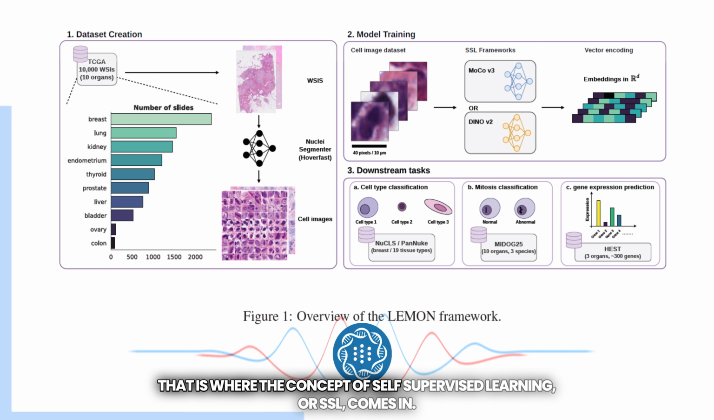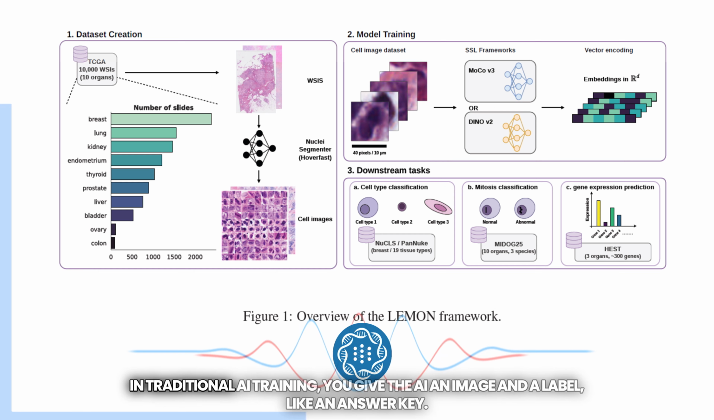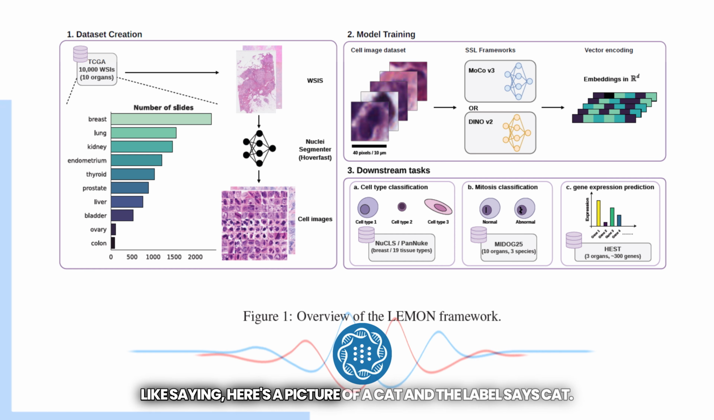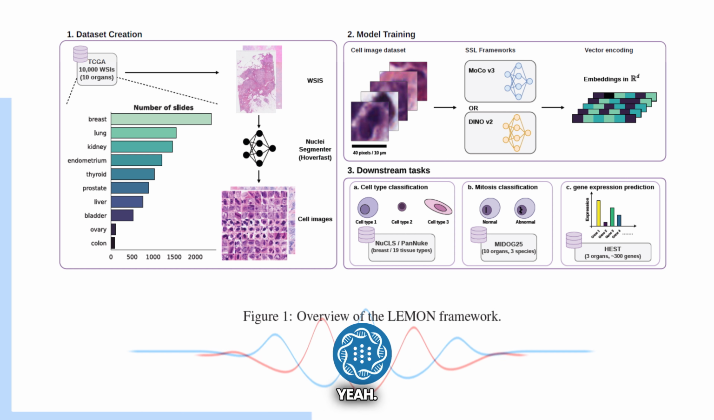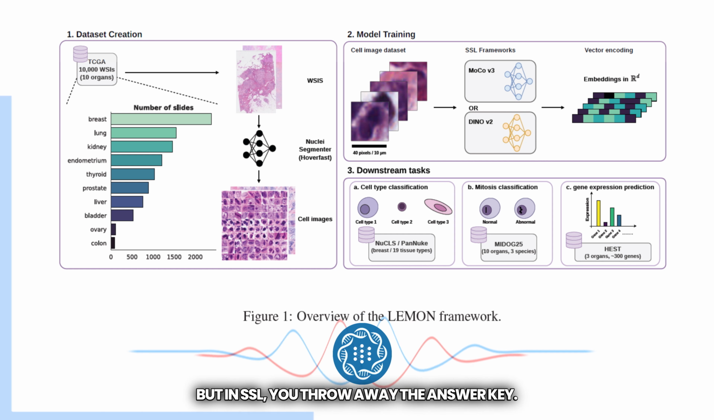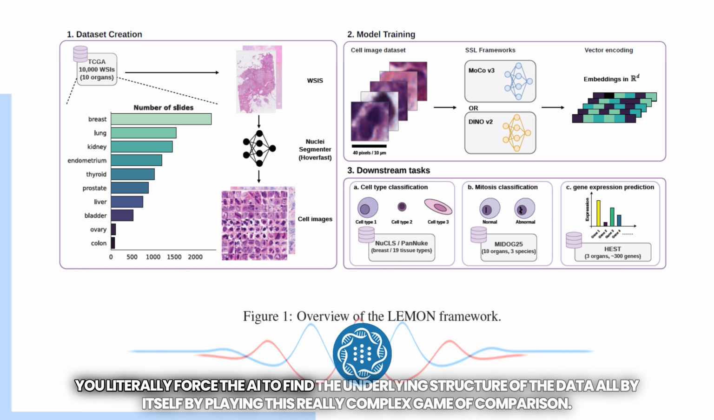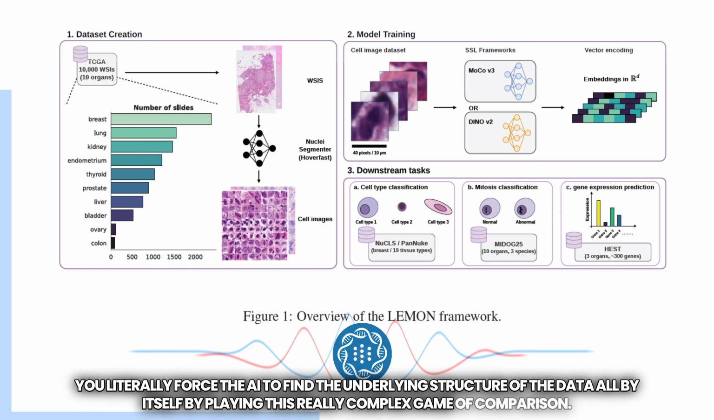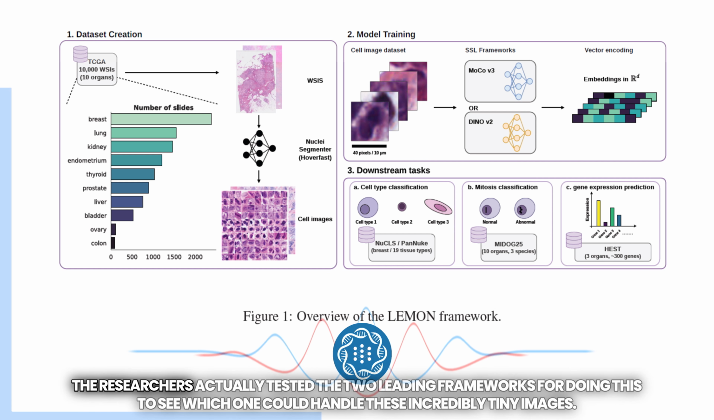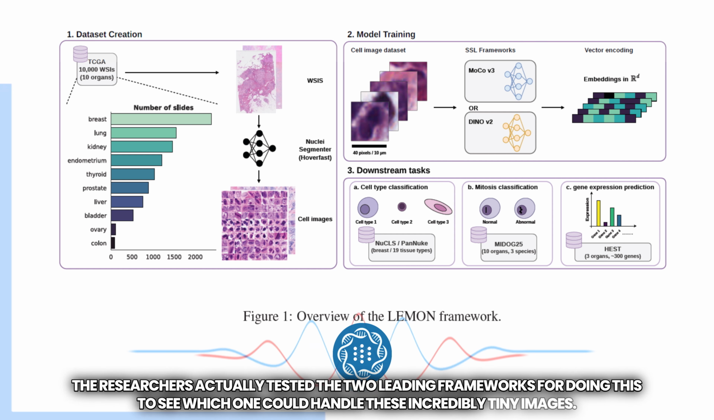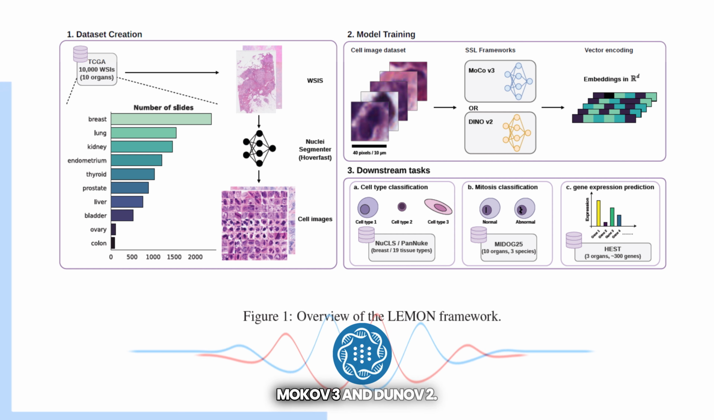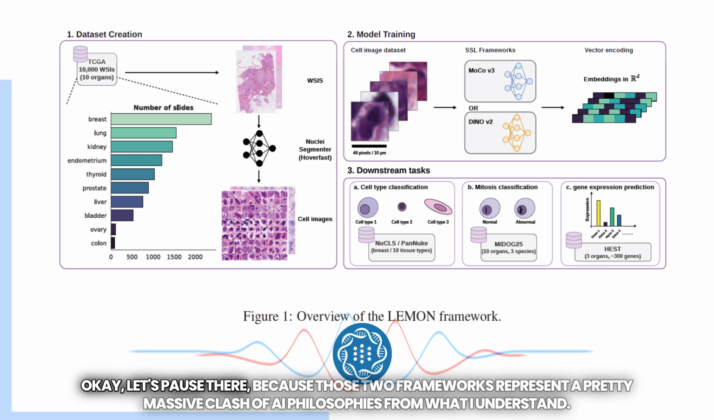That is where the concept of self-supervised learning, or SSL, comes in. In traditional AI training, you give the AI an image and a label, like an answer key. Like saying, here's a picture of a cat, and the label says cat. Exactly. But in SSL, you throw away the answer key. You literally force the AI to find the underlying structure of the data all by itself by playing this really complex game of comparison. Okay, interesting. The researchers actually tested the two leading frameworks for doing this to see which one could handle these incredibly tiny images, MoCoV3 and DINOv2.